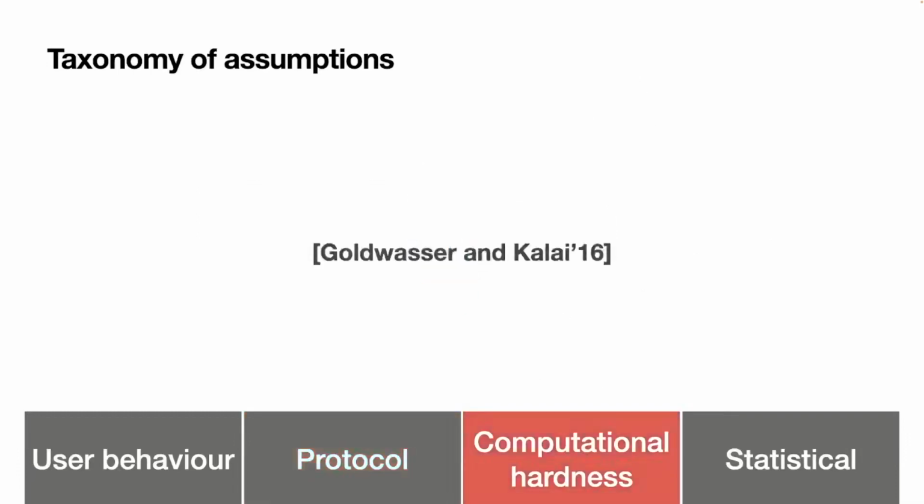The next class are computational hardness assumptions. Computational hardness assumptions are based on how hard it is to efficiently compute a problem or solve a problem, for example, discrete logarithm. And there's a position paper by Goldwasser and Kalai discussing computational hardness assumptions and their reliability in detail in the context of crypto.